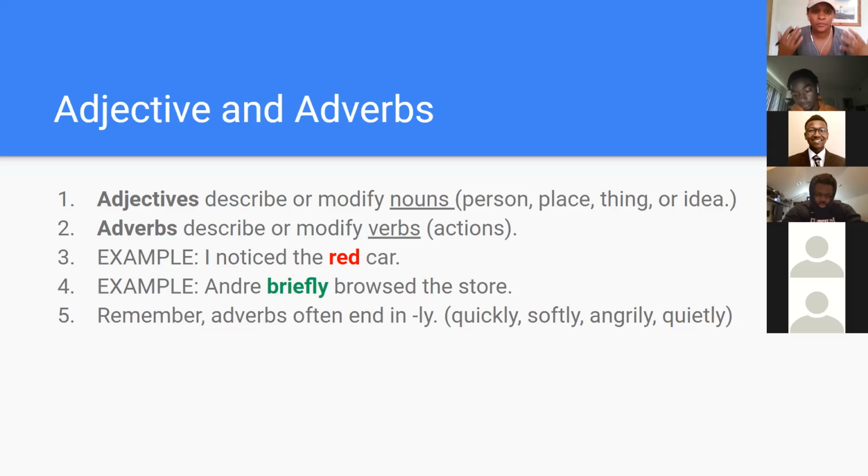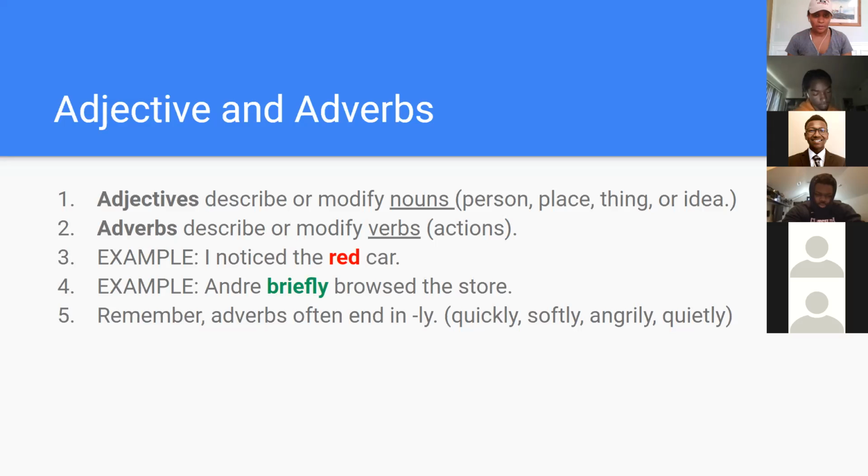What's describing the car? It's a red car, right? I being the subject, notice being the verb. Then we have the object is car. And what type of car is it? Well, we know what type of car. It's just the adjective describing it. It's a red car. An example: Andre briefly browsed the store.